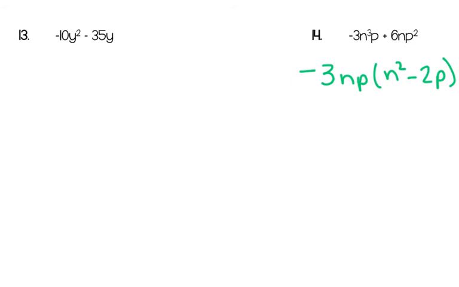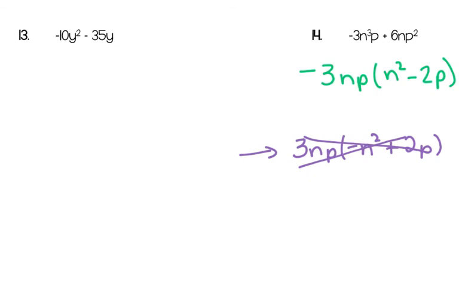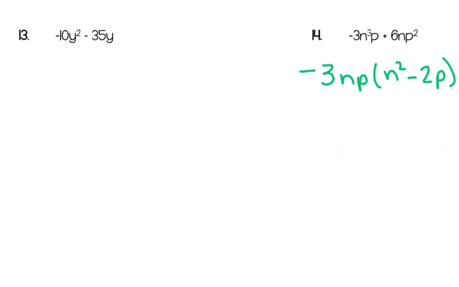Okay, if you factored number 14 according to what I just said, best practice, then this is what it's going to look like. If you factored it the way we had done before, then you would have positive 3np, and then you would have negative n squared plus 2p. While this is not wrong, it's not the best way to do it. I don't like to do it that way, and I won't be doing it that way. You need to get in the practice of not doing it that way. So if you see that negative as a leading coefficient, get used to pulling that out.